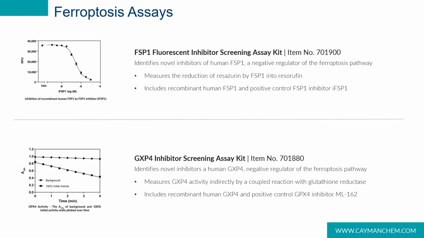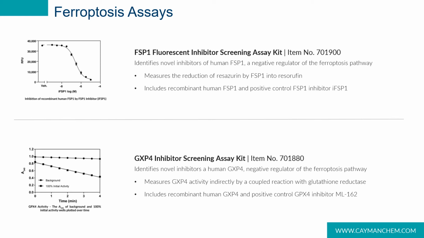Here is some more information on the FSP1 and the GPX4 inhibitor screening assay kits that Cayman offers. The FSP1 fluorescent inhibitor screening assay kit can be used to identify novel inhibitors of human FSP1, which is a negative regulator of the ferroptosis pathway. The assay measures the reduction of resazurin by FSP1 into resorufin. The kit includes the recombinant human FSP1 as well as the positive control FSP1 inhibitor iFSP1.